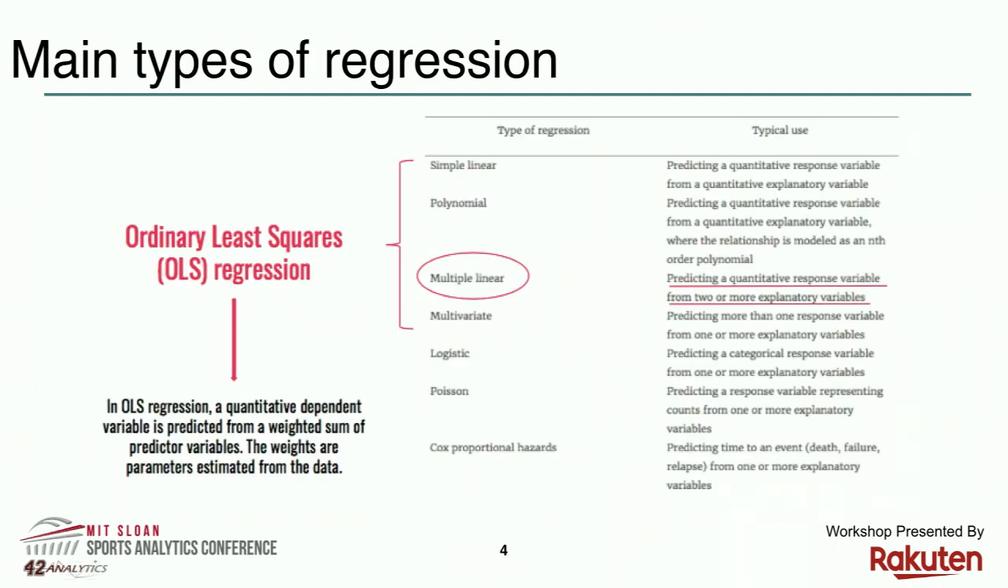So right here is a table with the main types of regression. Today we'll be specifically fitting a multiple linear model, which the typical use of it is predicting a quantitative response variable from two or more explanatory variables. And the first four belong in the family of ordinary least squares regression, in which a quantitative dependent variable is predicted from a weighted sum of predictor variables, and the weights are parameters estimated from the data.